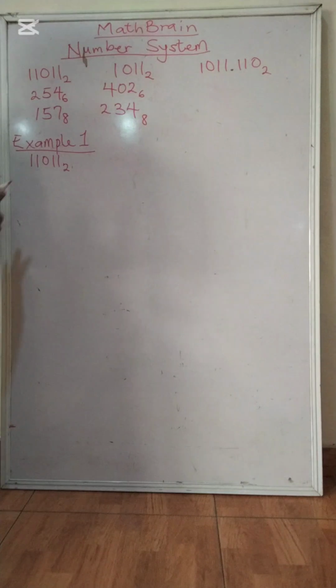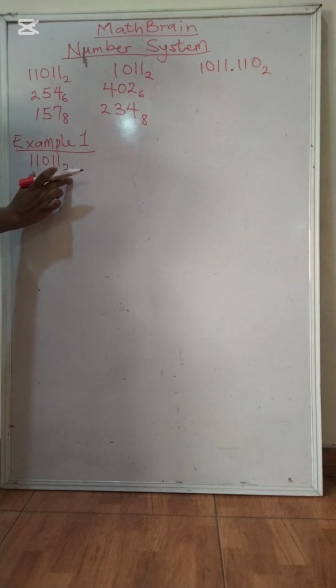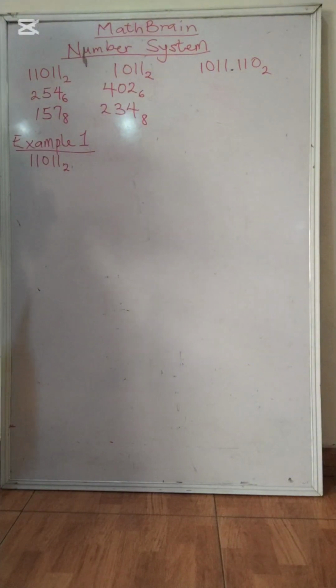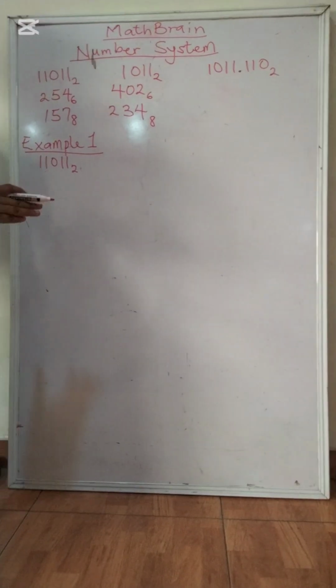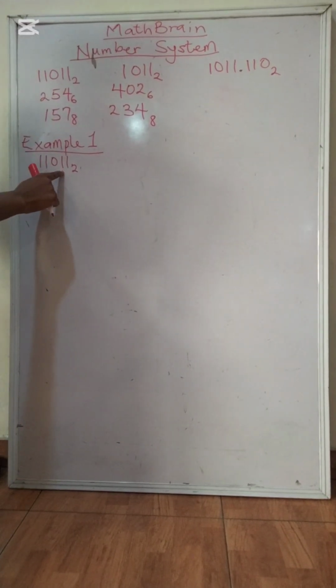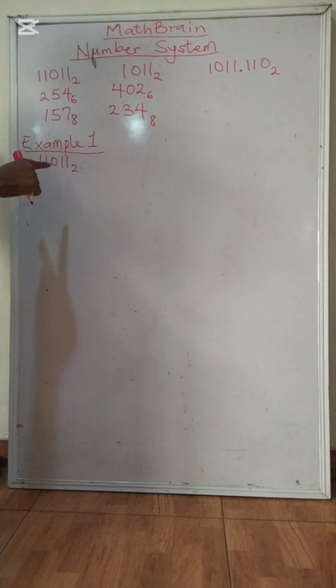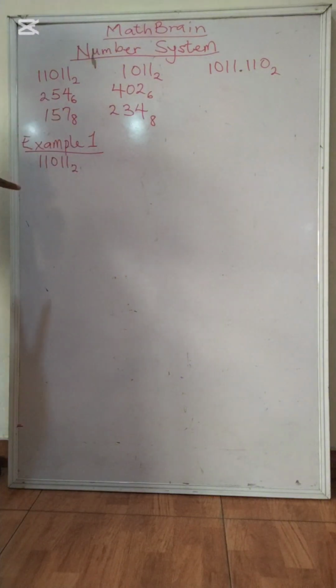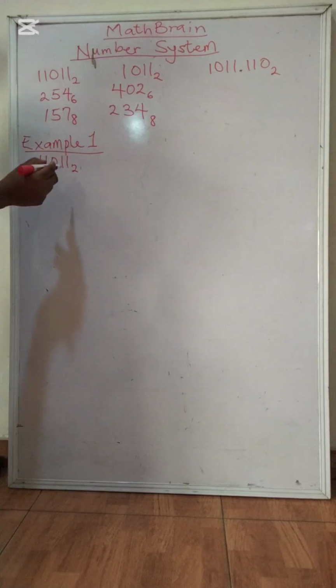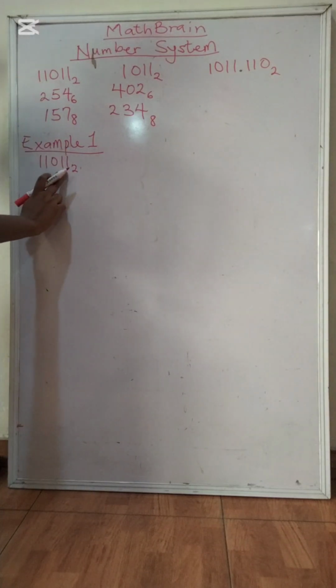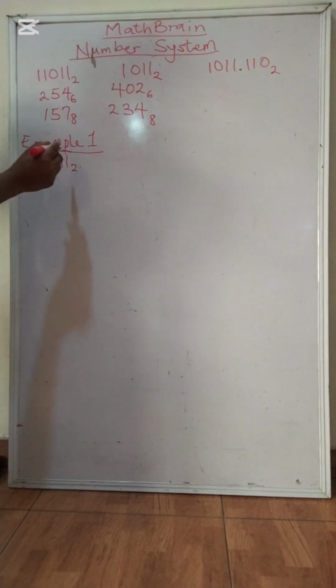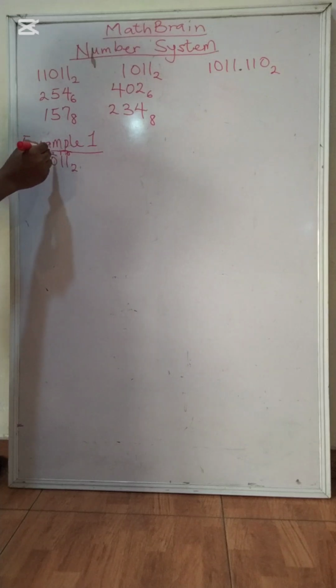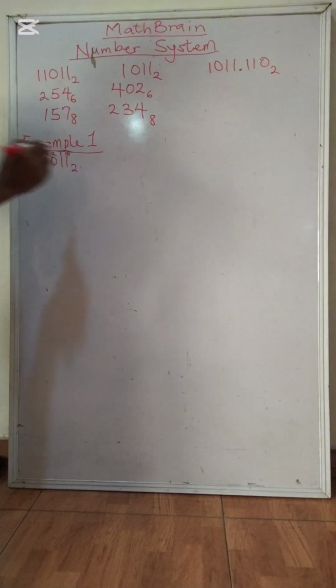11011 base 2. We want to convert 11011 base 2 to a number in base 10. Now, first of all, to convert any number to base 10, we use place values. We multiply each digit here by the base 2 raised to a power starting from 0. This is what I mean. First of all, we assign powers to these numbers starting from 0. So we assign a power of 0 to this one, a power of 1 here, a power of 2, a power of 3, and a power of 4. So this is how it's going to look.